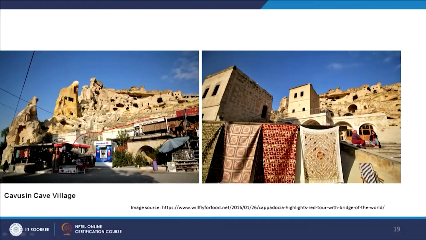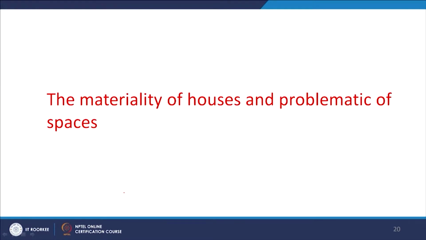Despite people being given an opportunity to go back and settle somewhere else, they came back and settled for various other reasons, because tourism is an important component. People come, and that is where their livelihood is based. So there are other associated reasons for it. The materiality of houses and the problematic of spaces.